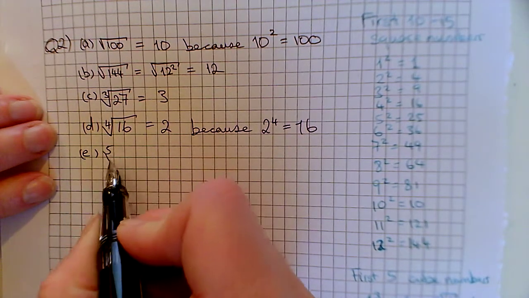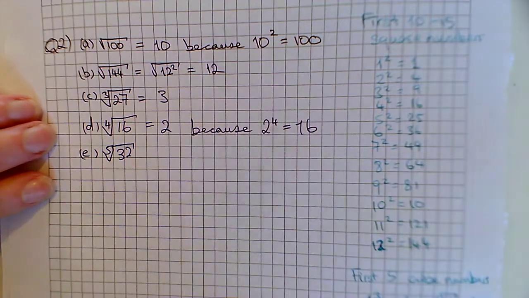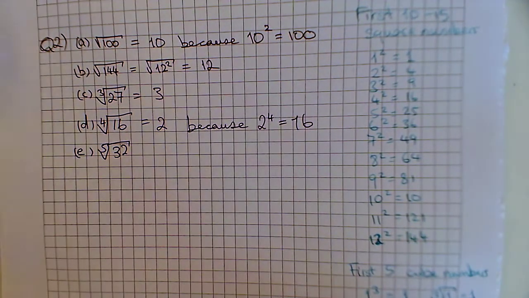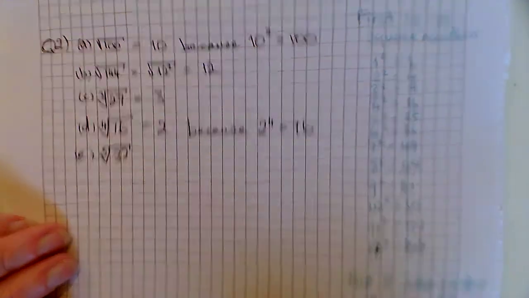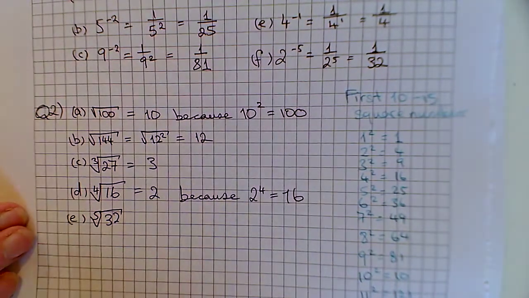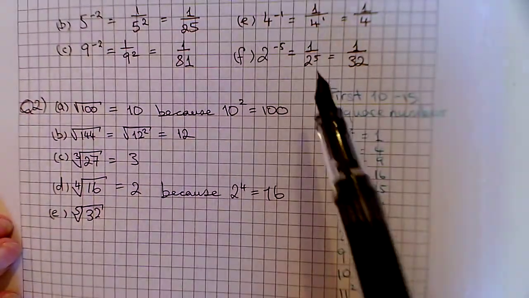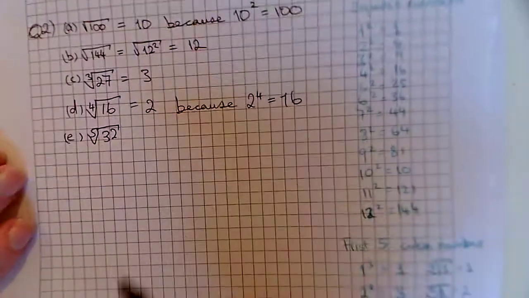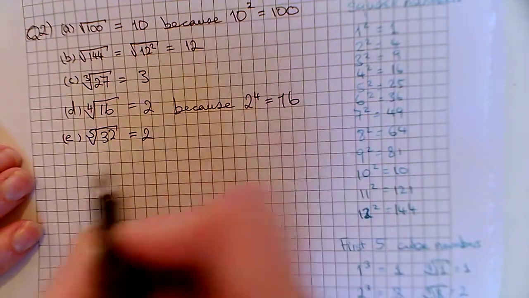The fifth root of 32, excuse me. And again, remember in question 1, you start to get used to them when you've seen them a few times. In question 1, 2 to the power of 5 was 32. So the fifth root of 32 is 2.